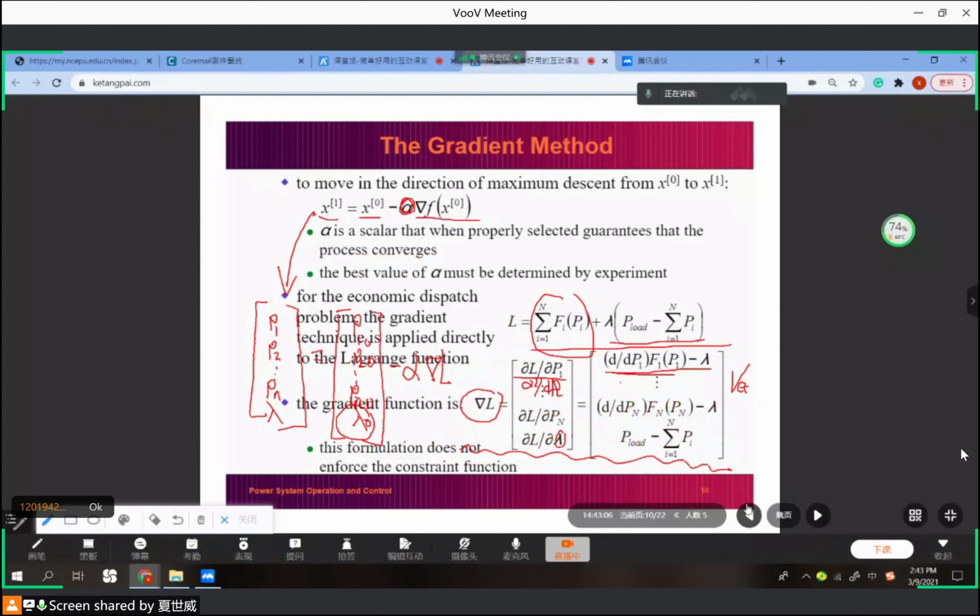Let's turn back. During this break, you can reconsider how to calculate the first order derivative of delta L, or how to update the solution of P1, P2, Pn from the initial value. You just base it on this. Okay, just reconsider this during the break.